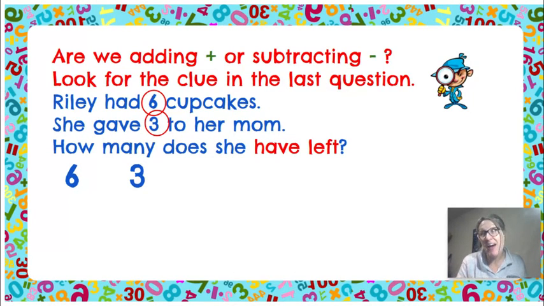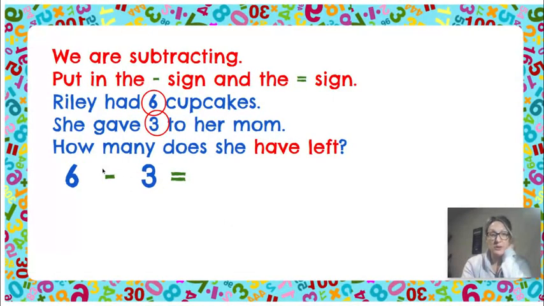Remember, if it says have left, that tells me that something was taken away. It says, how many does she have left? Because remember, she had 6, but she gave 3 to her mom. So 6 is our big total number. If you were writing a number bond right now, you would write 6 in the big bubble, and then part of it is 3. What's the other part that makes 6? We're going to write 6 minus 3 equals, because remember, we put in the minus sign because we're subtracting.